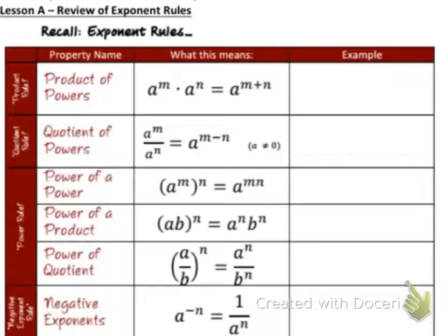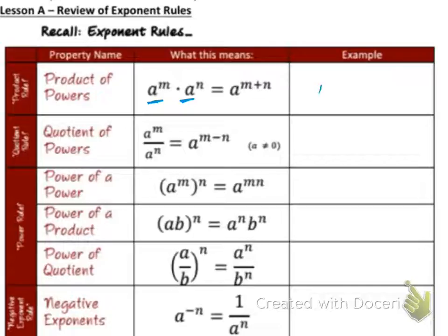If you do product of powers, this is the idea in that first example at the top. When you have the same bases, we call these... So remember, if you talk about exponents, we talk about their base and we talk about their exponent. The base being a and the exponent being m and n, respectively, in this example. When you multiply same bases, you add their exponents.